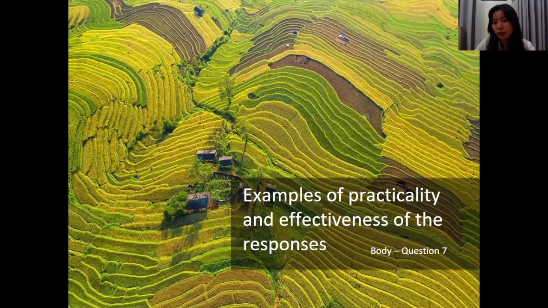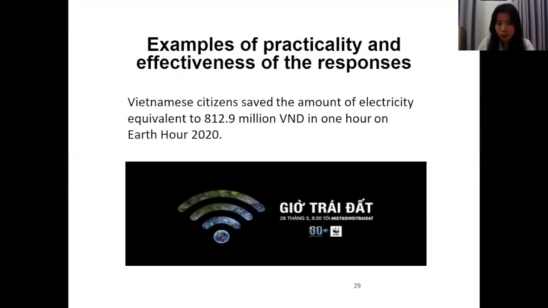The seventh question is about examples of the practicality and effectiveness of these responses. So our group has three examples for the question. Number one, the citizens. In Vietnam, we have Earth Hour annually, and this year we saved an amount of electricity equivalent to 812.9 million Vietnam dong in only one hour of the project.